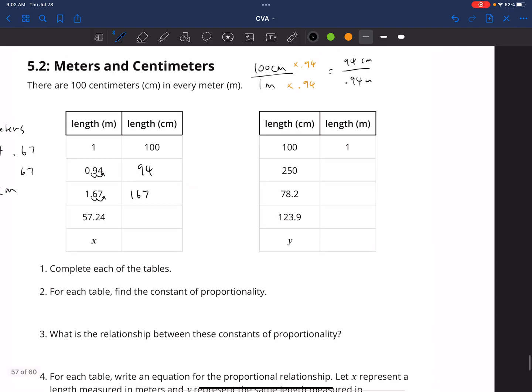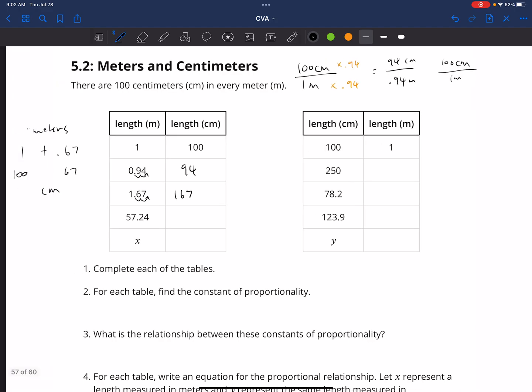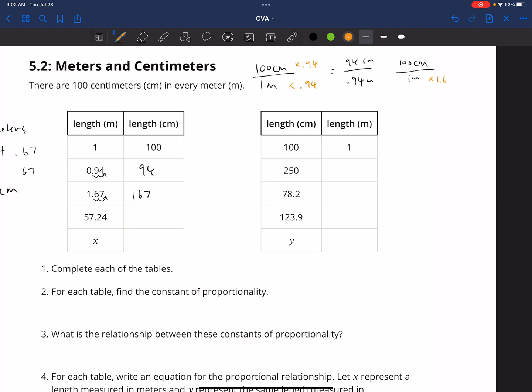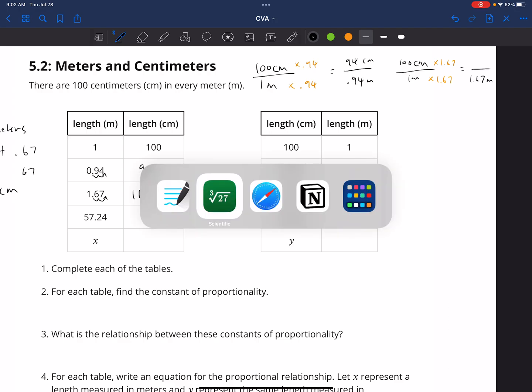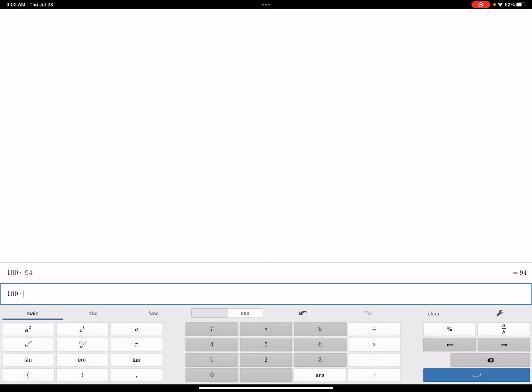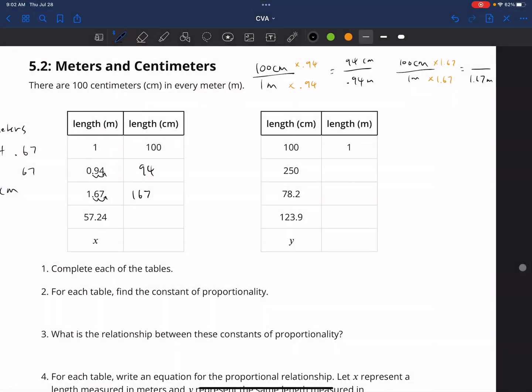But I'll show you this way, just mathematically, because some of you prefer that. So 1 meter, and we're going to multiply it by 1.67. As you can see, I'm just multiplying by 100. Whatever this number is, multiplied by 100, gives the centimeters. 100 times 1.67, see, the answer is 167 centimeters. So as you can see, you just move the decimal twice.